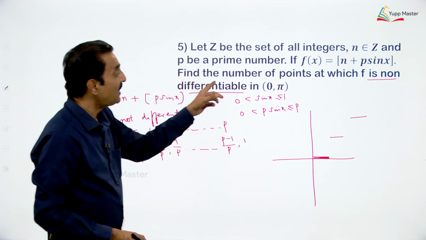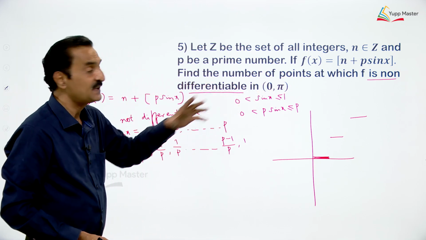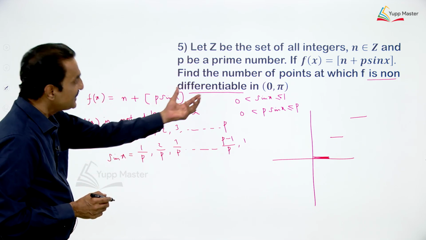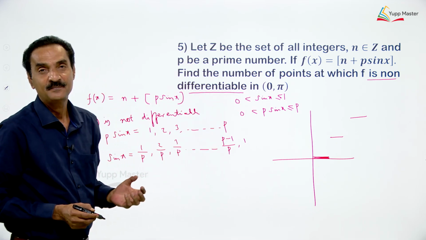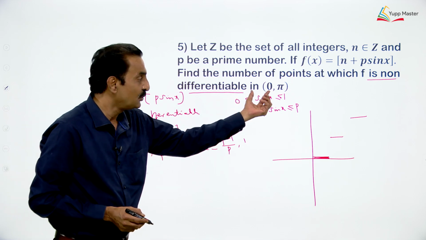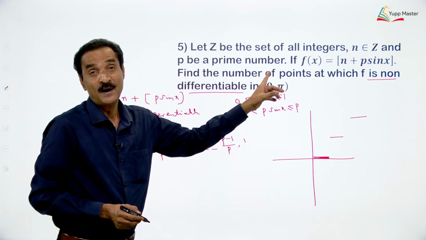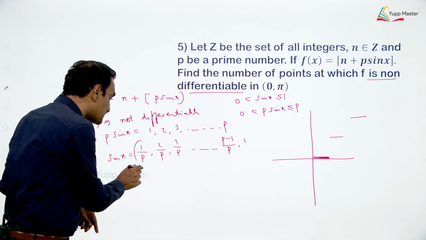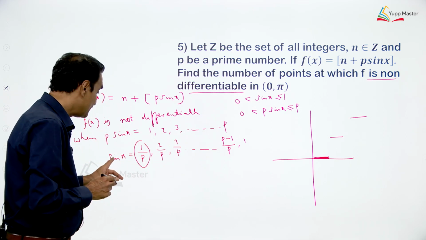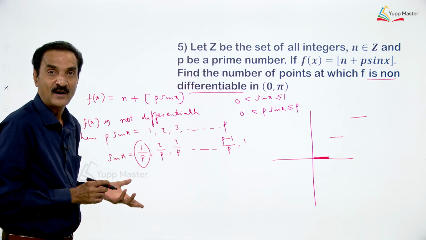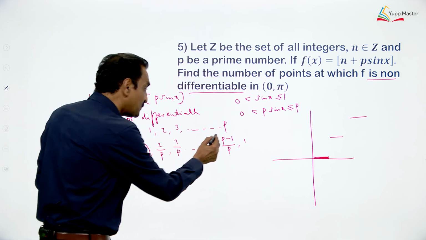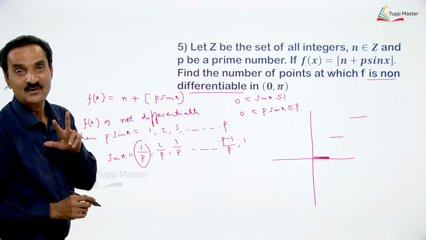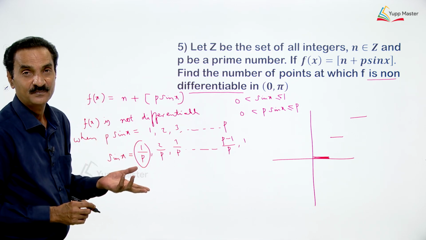Now, we want the number of values of x where it is non-differentiable. If you take sin x is equal to 1 by p, in this interval how many values of x will be there? One value in 0 to pi by 2, another value in pi by 2 to pi, is it not? So, there will be two values of x for 1 by p. Similarly, for 2 by p also we will get 2 values. Similarly, up to p minus 1 by p, for each we have 2 values of x where it is non-differentiable.